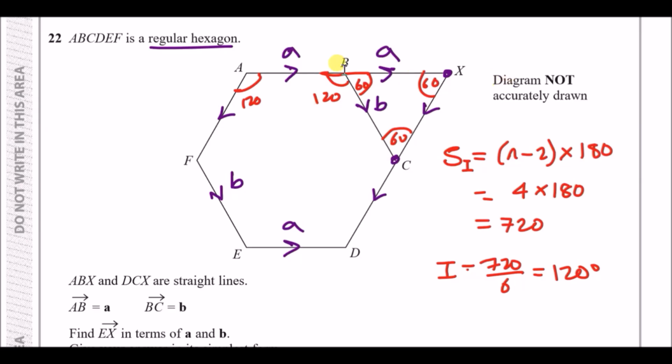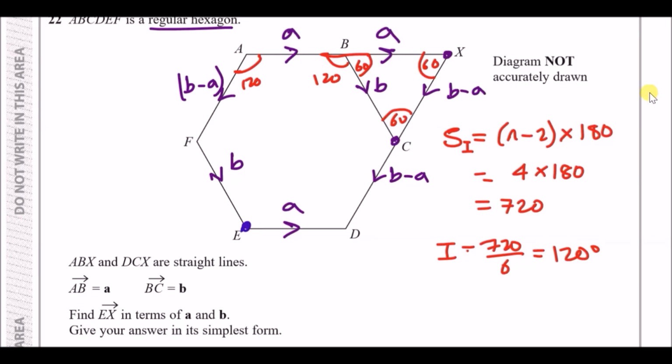To go from X to C, we can go through this vector, so we go through minus a and then plus b. So minus a plus b, or b minus a. That's how you can go. With vectors, you can take any possible route as long as you get to that position. Because that moves in the direction of b minus a, this is also b minus a, and this is also b minus a. Okay, so now we've got every single known vector.